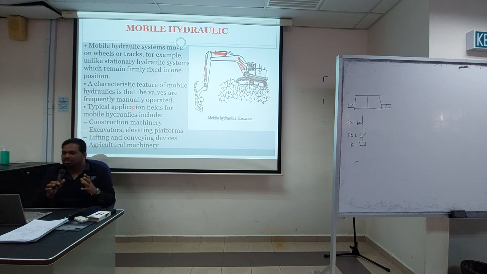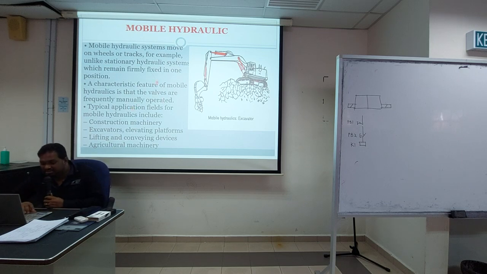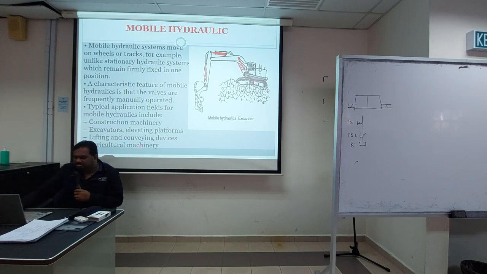So if you want it to do more work, you supply more reservoir and store more oil. So you can modify the machine to do better work. So that's one advantage. So that's one disadvantage. Okay, so it can be a construction machine, excavator, elevating platform, lifting and conveying device, agricultural machinery. Agricultural machinery mostly uses hydraulics.